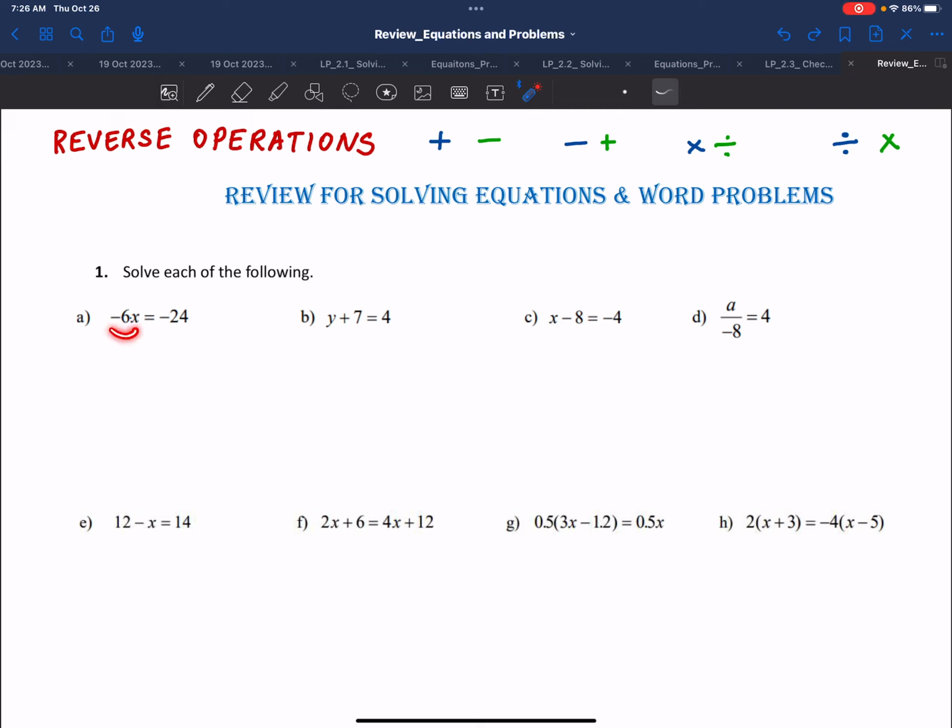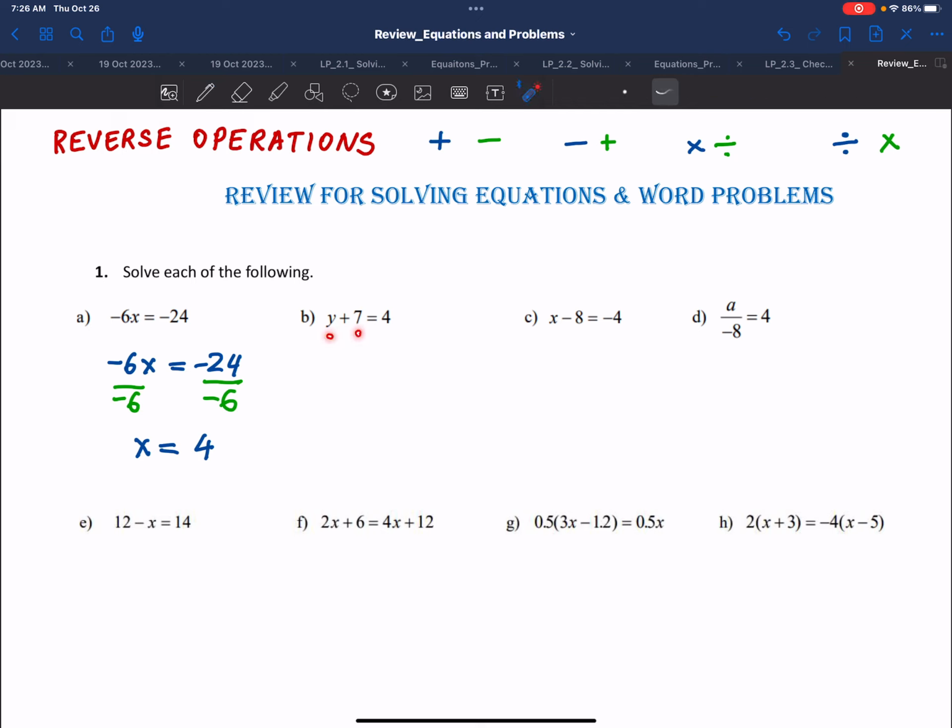So the left side is negative 6 times x, and the right side is negative 24. So we're trying to isolate the variable x, which is multiplied by negative 6. The reverse operation of multiplication is division. So we will divide both sides of the equation by negative 6. So then we have x on the left side equal to negative 24 over negative 6, which is 4.